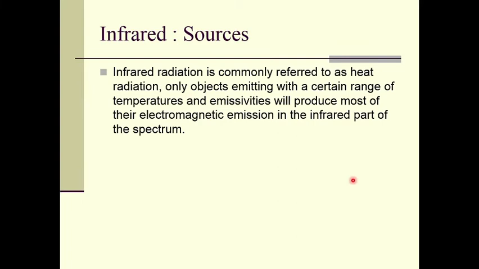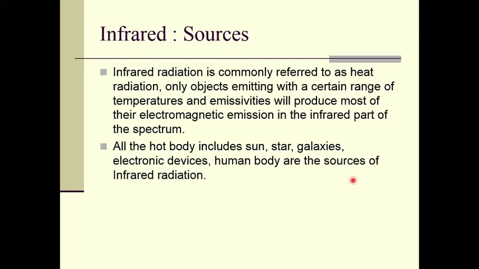Infrared radiation, so we can see the sources of infrared radiation. It is commonly referred to as heat radiation. Only objects emitting with a certain range of temperatures and emissivities will produce most of their electromagnetic emission in the infrared part of the spectrum. All the heat radiations, that means the objects that are radiating at room temperature, give rise to this infrared radiation, right. So, all the hot bodies, including the sun, stars, galaxies, electronic devices, and the human body, are sources of infrared radiation, we can say.